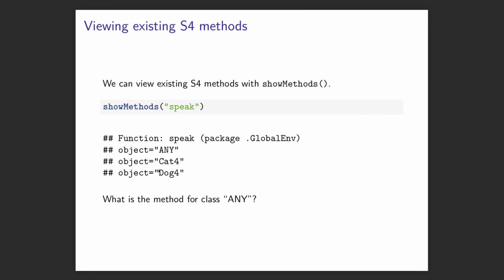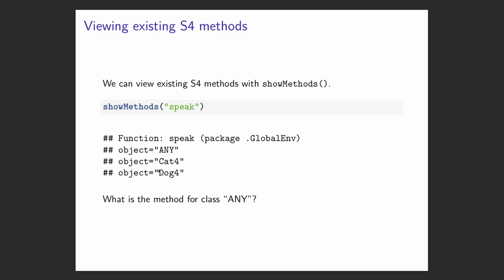So we can see what existing methods we have for any particular S4 generic by using showMethods. So if I do showMethods on speak, I'll see the different signatures that we have. So we have a speak method defined for cat4 and a speak method defined for dog4. And I also have a speak method defined for ANY. Remember, ANY is one of these special terms that means if I call speak with any class and it doesn't match any of these other methods that we've defined so far, it'll use this speak function.